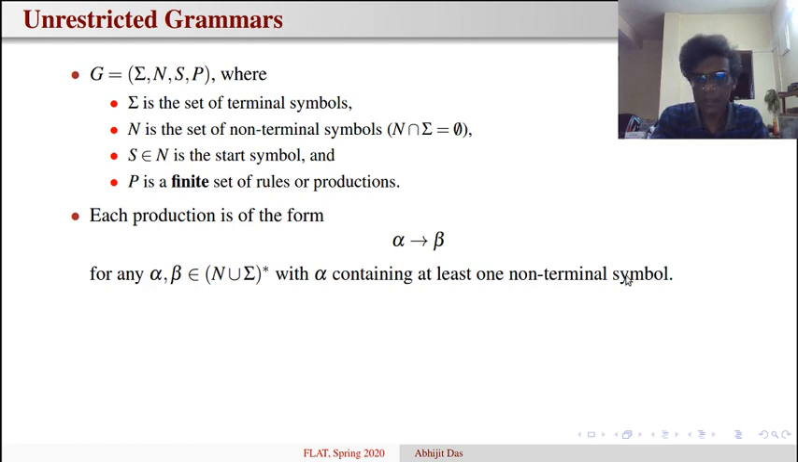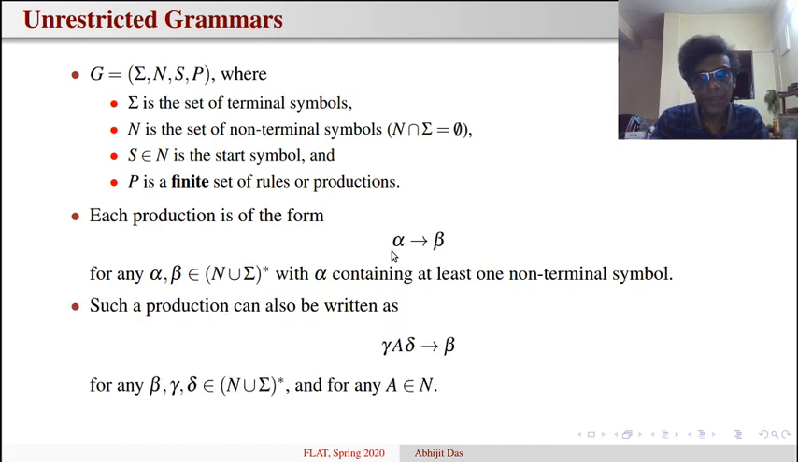And as in the earlier slide, I can write it this way. In order to highlight that alpha contains one non-terminal symbol, if I call it A, we can also write it as A preceded by anything, followed by anything. This gamma and delta may contain other terminal and non-terminal symbols. Eventually it becomes beta. Beta is also another string of terminal and non-terminal symbols.